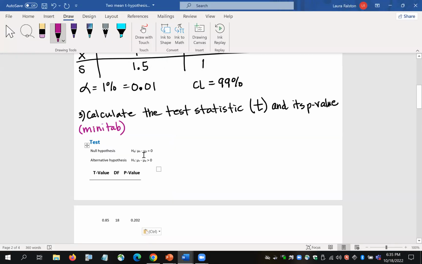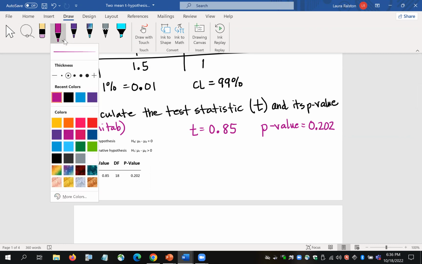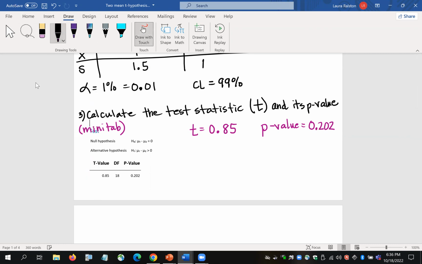Okay, so here's my results. My T is 0.85. So this is the record part. T is 0.85, and the p-value is 0.202. So I have recorded my test statistic and its p-value.